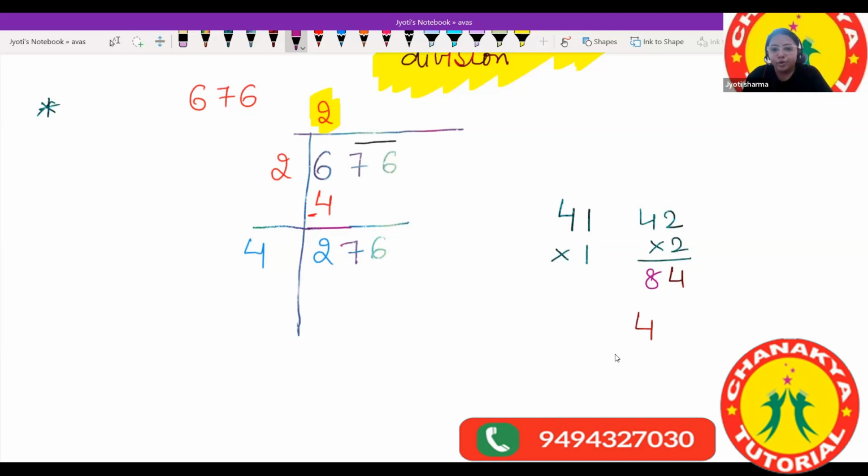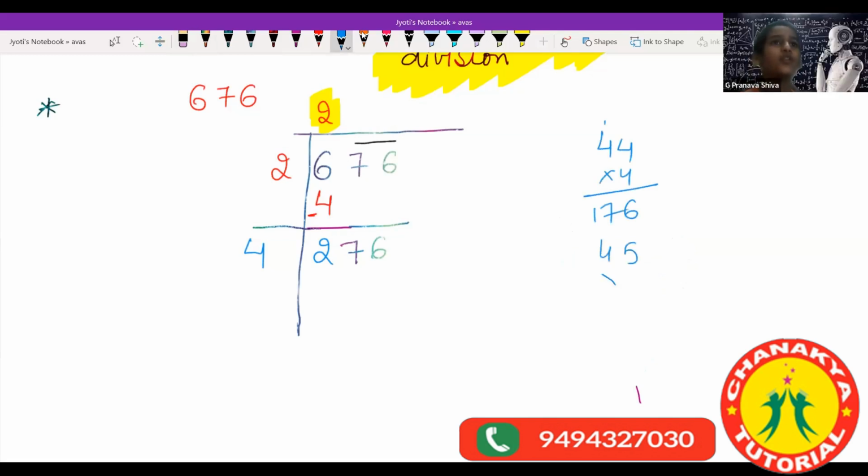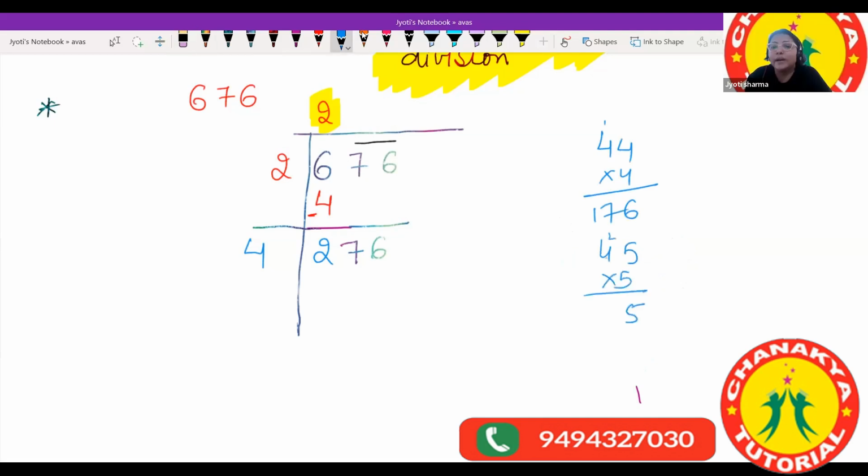42 into 2 is 84. 43 into 3 is 129. I haven't even reached near my number, right? What will I get if I do 44 into 4? 176. Still not sorted out. 45 into 5: 5 fours are 20, plus 25, 225. I got a little nearer.